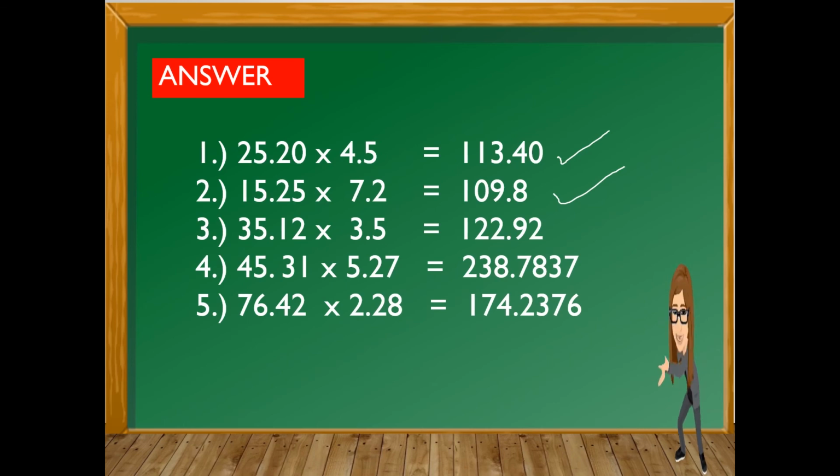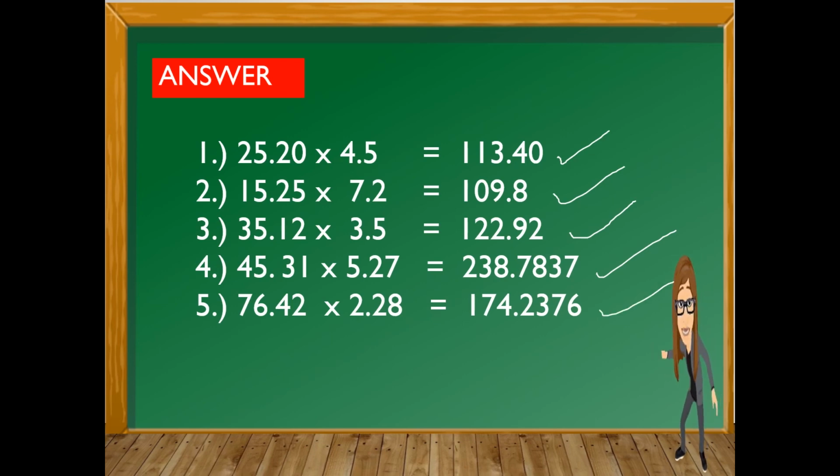Very good. Number 4, 45 and 31 hundredths multiplied by 5 and 27 hundredths is equal to 238 and 7,837 ten thousandths. Very good. Next, 76 and 42 hundredths multiplied by 2 and 28 hundredths is equal to 174 and 2,376 ten thousandths. Correct.